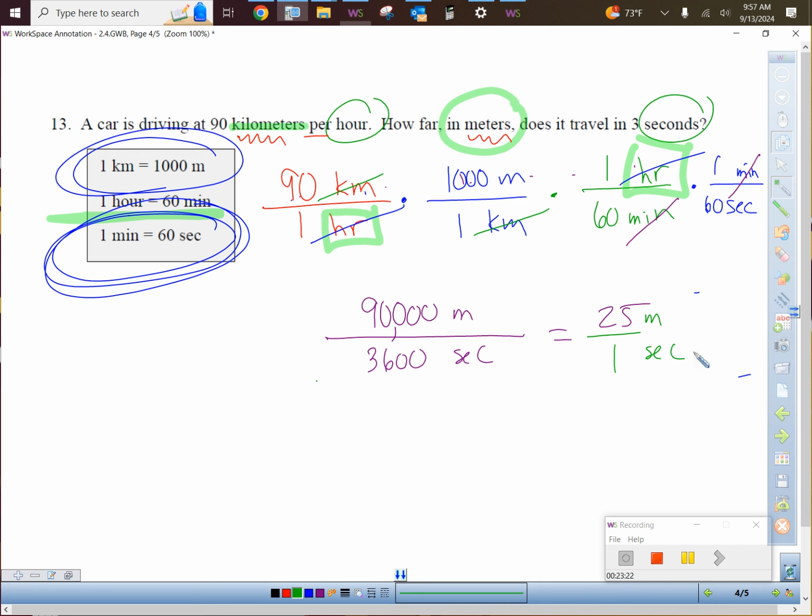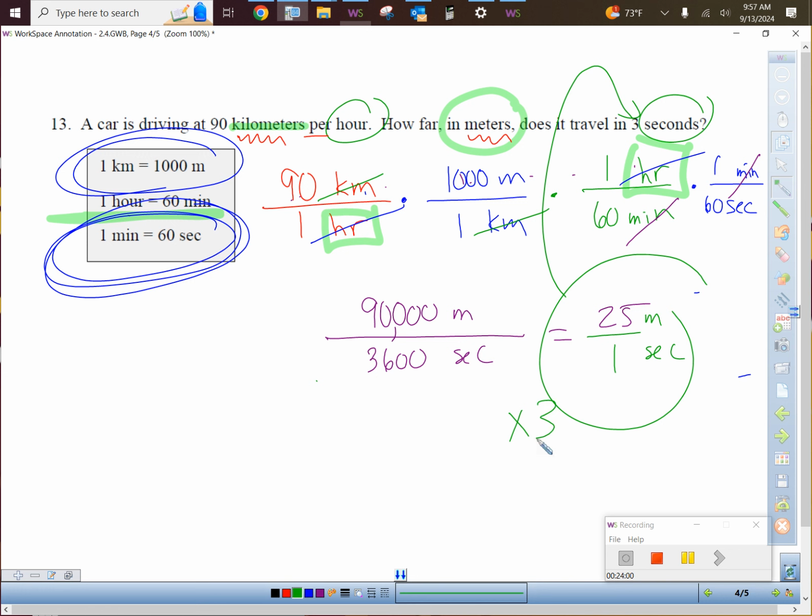That's fast, dude. 25 meters is basically like 80 feet. Can you imagine going 80 feet in a second? That car's moving. But the trick to this question is, as well as we got that, they didn't ask us how fast it's going per second. They wanted to know how fast it would go in 3 seconds. So guess what we have to do to this number? Take it times 3. You might want to make a note of that.